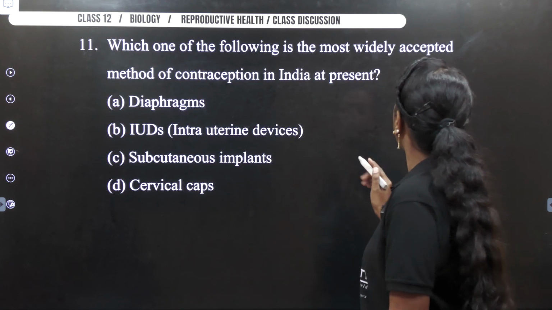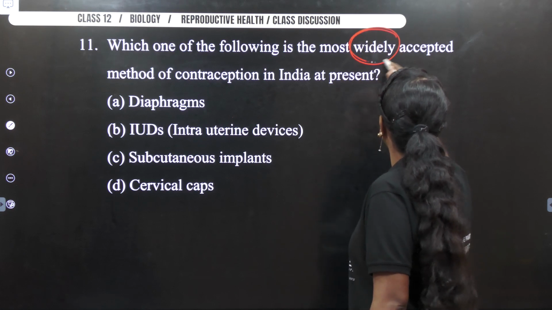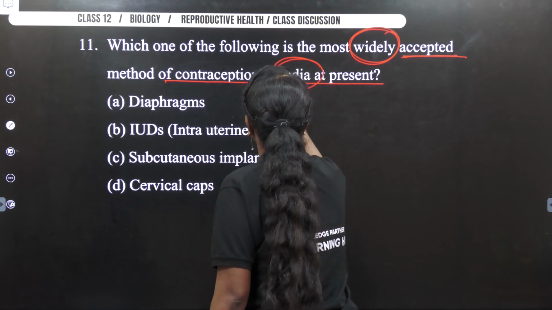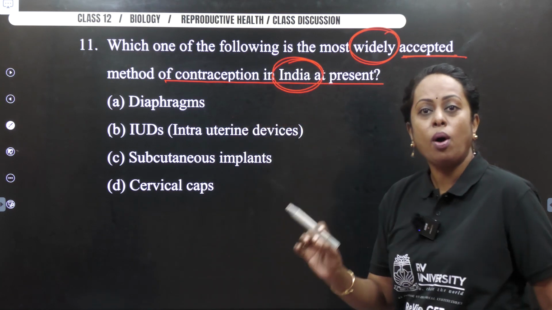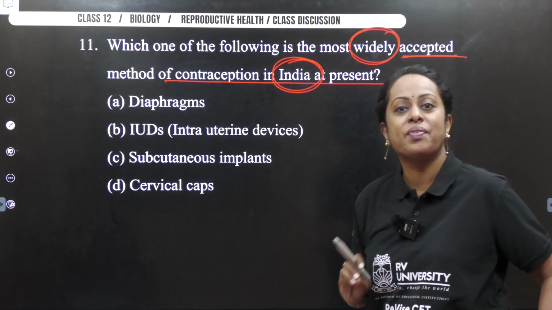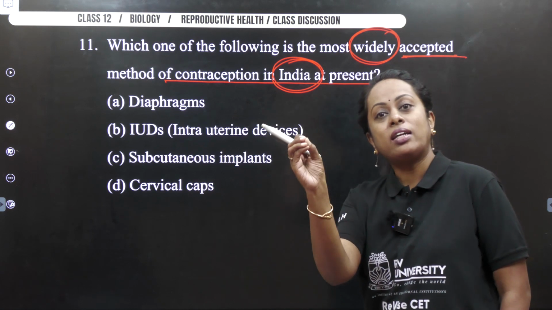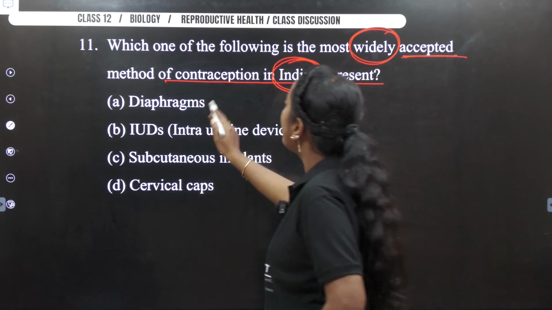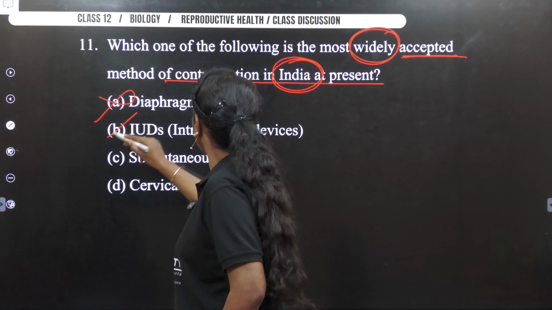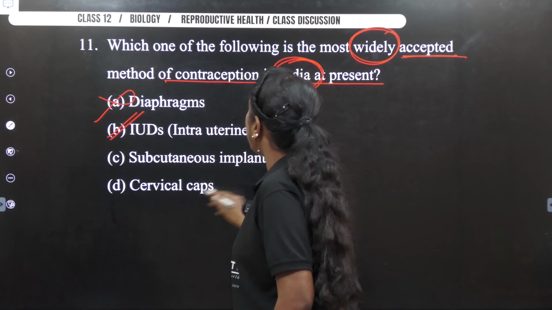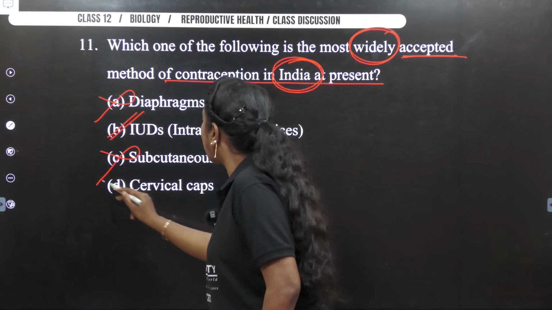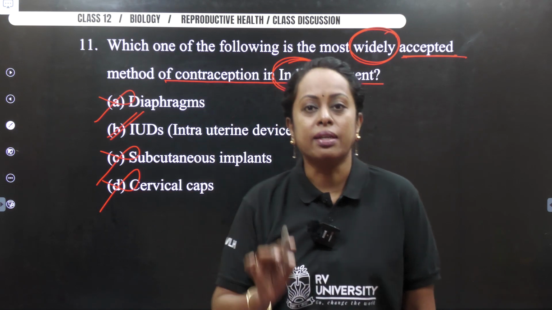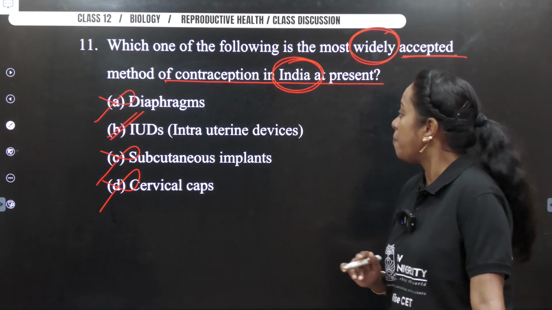Next, which one of the following is the most widely accepted method of contraception in India? Okay, so I hope all of you studied your NCERT sentence very clearly. The answer for that, without knowing the options given, should be intrauterine device. Definitely it is not going to be diaphragm. IUDs is the right answer. Subcutaneous implants, wrong. Cervical caps, wrong. So your answer is intrauterine devices. Hope that you know the answer.